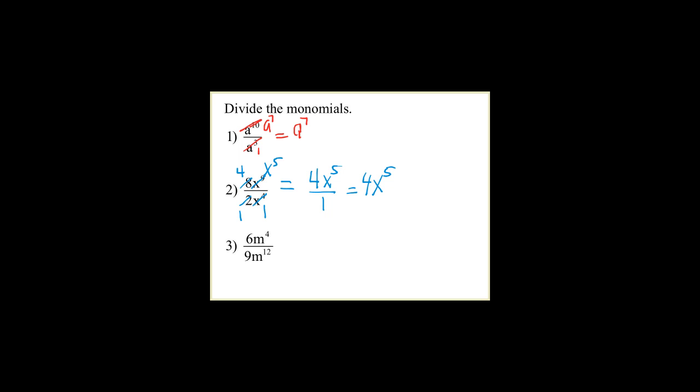All right, number 3. I can divide out a common factor of 3. I'm left with 2 and 3. I can divide out a total of 4 m's, and I'm left with times 1. And here I'm left with m to the 8th. So this simplifies to 2 over 3m to the 8th.